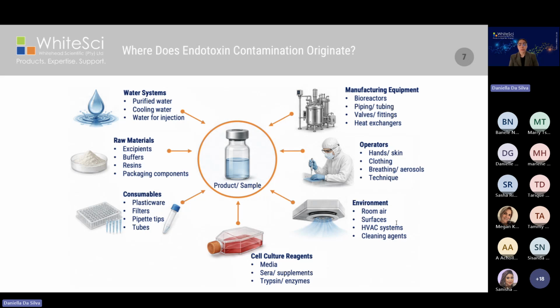In addition, consumables such as plasticware, filters, tubes, and even pipette tips can contribute if they are not appropriately controlled. Environmental factors, operator handling, manufacturing equipment, and even routine laboratory practices all play a significant role in endotoxin contamination. A useful principle to remember is that preventing endotoxin introduction is usually much easier than removing the contamination later. For that reason, effective contamination control starts with good workflow design and proactive risk management.